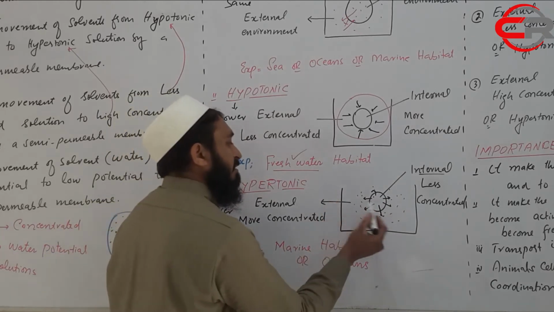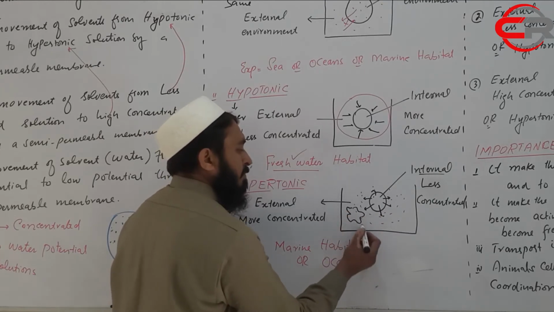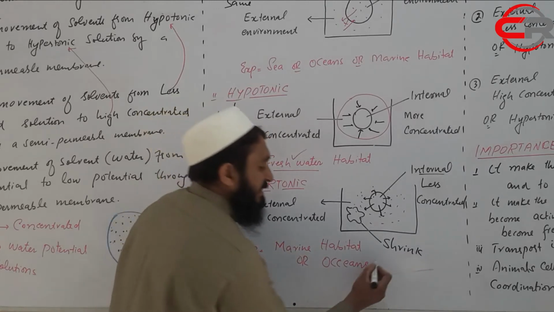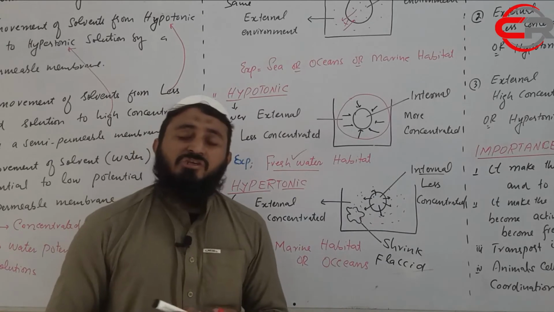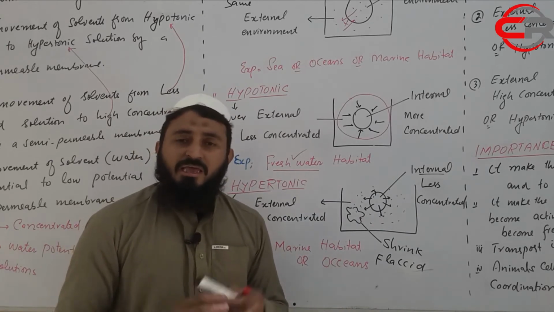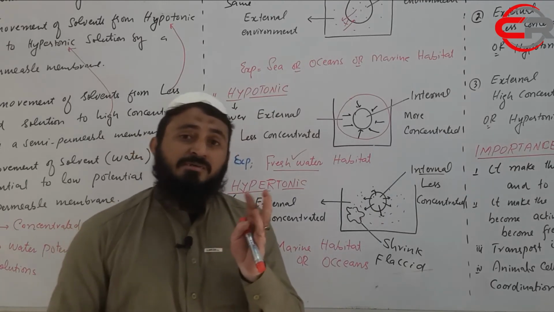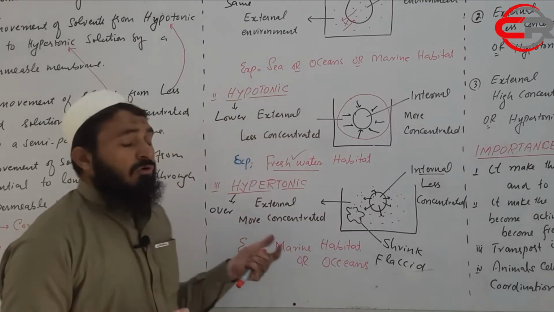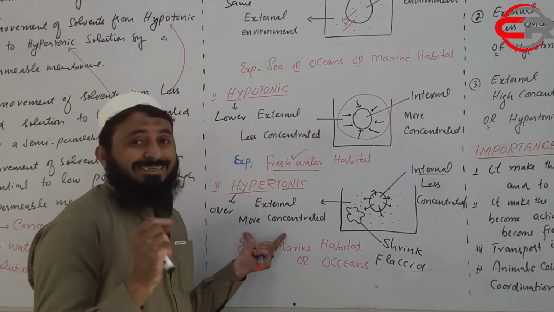Therefore what will happen? If the water comes out, it will shrink. It will become flaccid. So the flaccidity and shrinkage of that cell will occur. If it is not just a cell but a whole body of a plant or an animal or fishes or any other organism found in an environment having a highly concentrated solution, so this really exists.